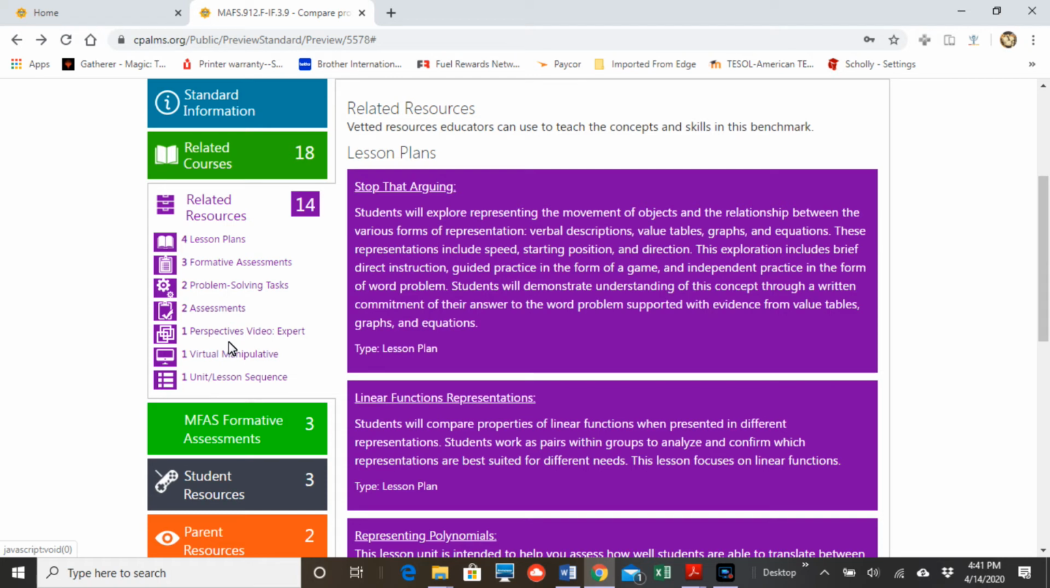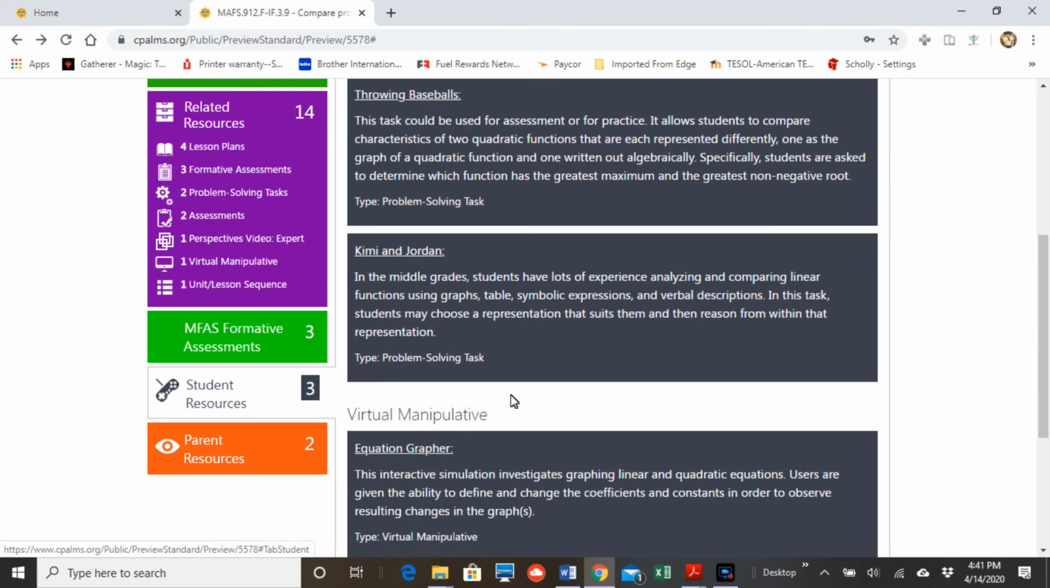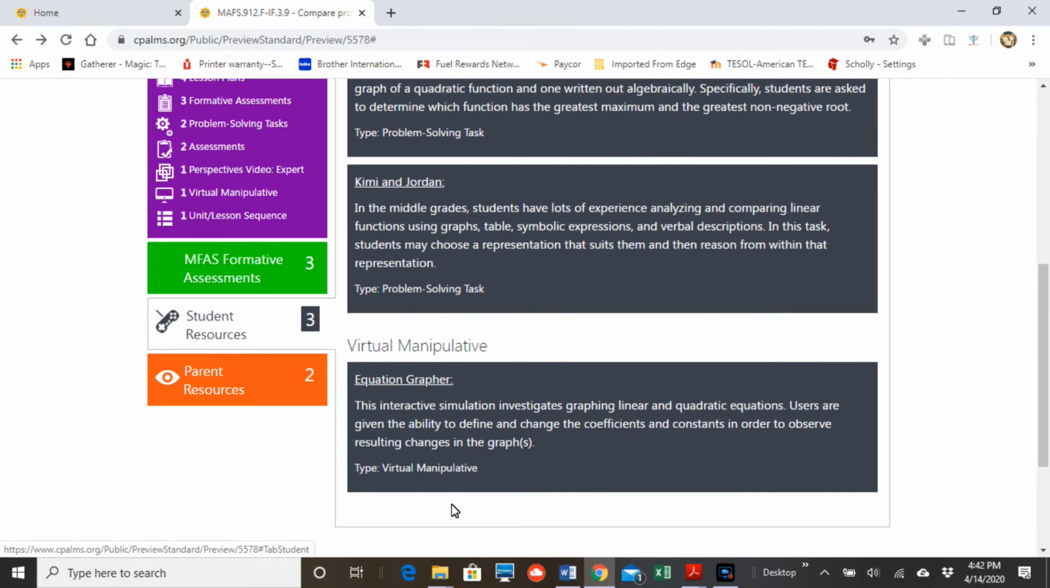The problem-solving task and the virtual manipulative is a student resource. So you click on these, you'll find these here and here. So if you want to click on each individual one of these to see what it is, that's fine, but just know that these are shortcuts to get to the information. The virtual manipulative is an additional resource for students who are having difficulty understanding the relationship between X and Y. So this is an interactive simulation. It takes you away from CPALMS and you go to a different site, and you're able to plug in and play with your X and Y values and look at what happens to the graph.